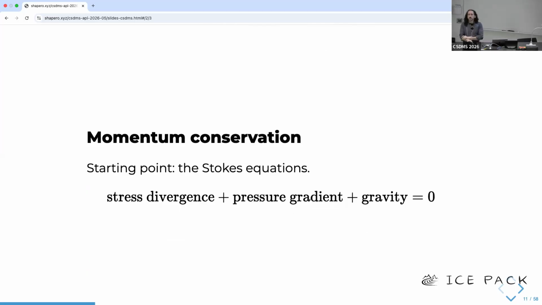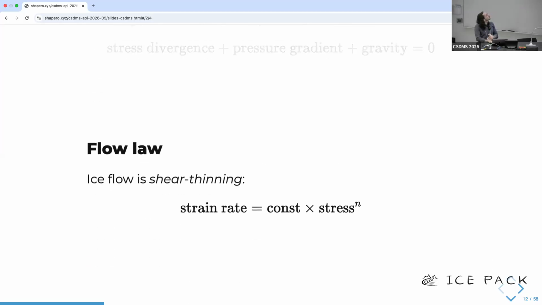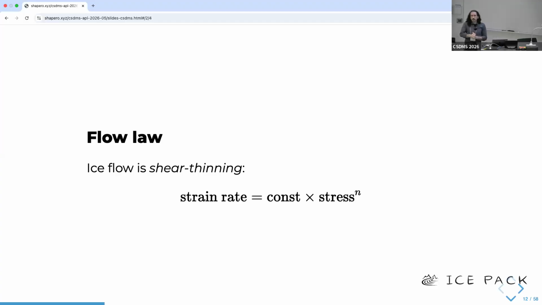So the first principles model that we use for momentum balance are the Stokes equations, which are a balance of viscous stresses, pressure gradients, and gravity. But what makes ice so unusual is that its constitutive relationship is not linear. So for a normal fluid like water, stress and strain rate are linearly proportional to each other.